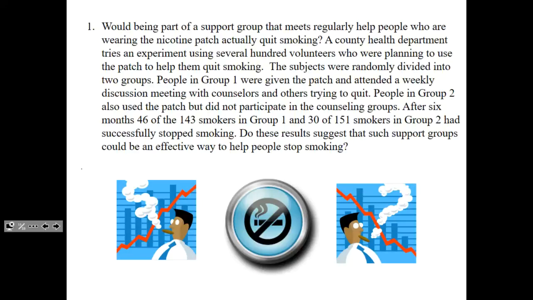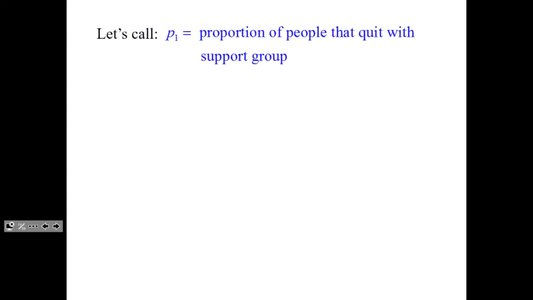Now we're going to pull in some of this information on the next slide. But we need to look at this, and some information on here we know already. In group 1, I had 46 out of 143 quit smoking. In group 2, it was 30 out of 151. So we're going to use those numbers again. I'm going to take this slide away, but that's what we need: 46 out of 143, 30 out of 151, and it was group 2 that didn't get the support group. So let's go ahead. P1, I'm going to call that the proportion of people who quit smoking with the support group. That's the one that I think should be higher.